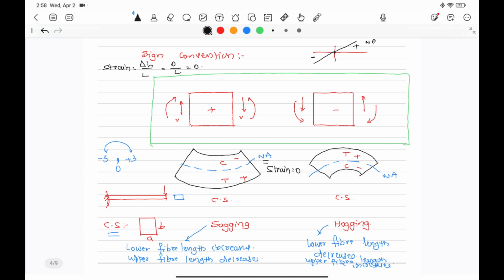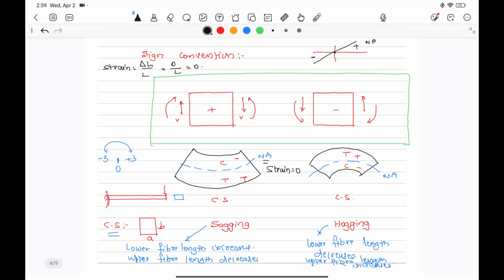Strain changes from positive to negative, from the lower fiber to the upper fiber. That is called a sagging moment, and that particular moment is a positive bending moment. When strain is 0, that axis is called the neutral axis. Wherever strain is 0, that axis is called the neutral axis.